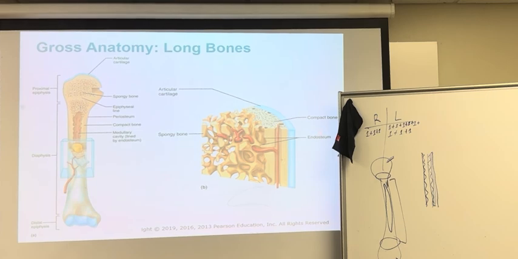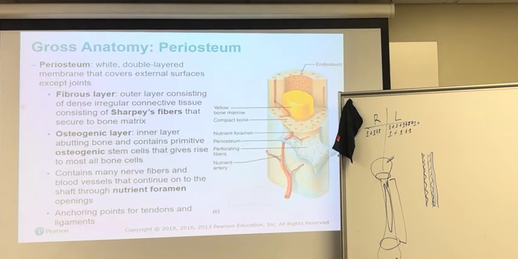But if you are thinking about, for example, right here, what is this? Periosteum, and this one right here, endosteum. So now let's talk about the periosteum and the endosteum. When we say periosteum, what do we mean by that? A white double-layered membrane that covers external surfaces except the joints. So they have the fibrous layer and the osteogenic layer.